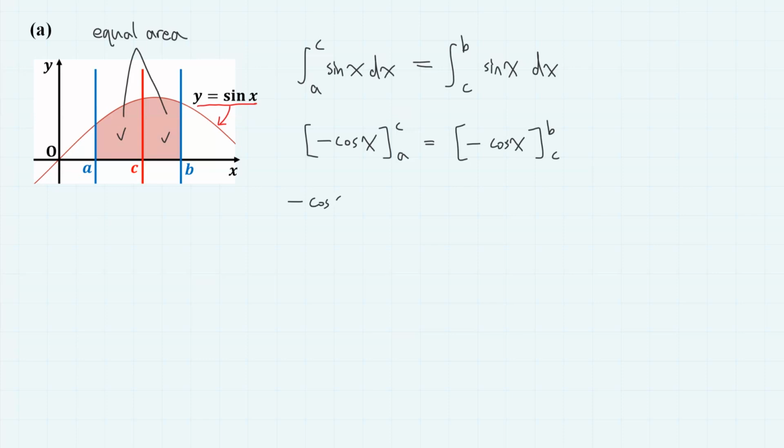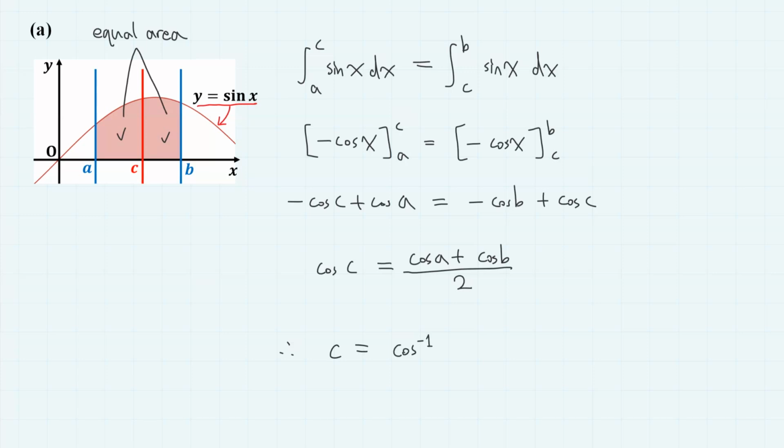So minus cosine c plus cosine a equals minus cosine b plus cosine c. This gives cosine c equals cosine a plus cosine b divided by 2. Therefore, we have c equals inverse cosine of cosine a plus cosine b over 2.